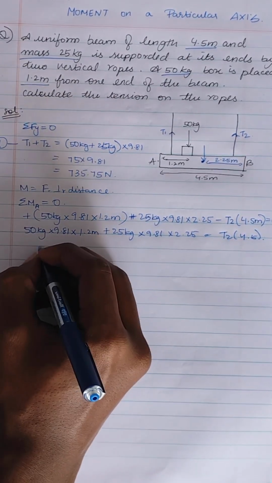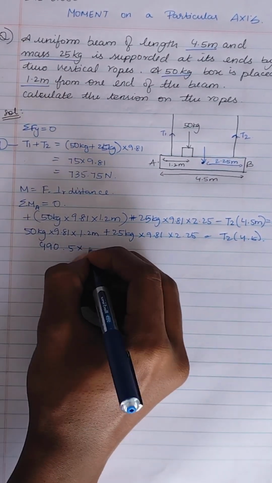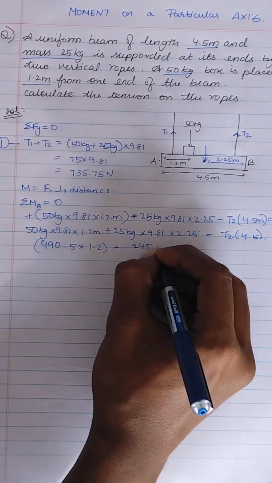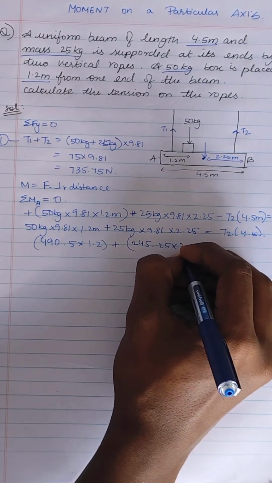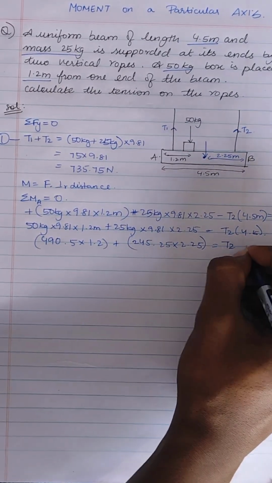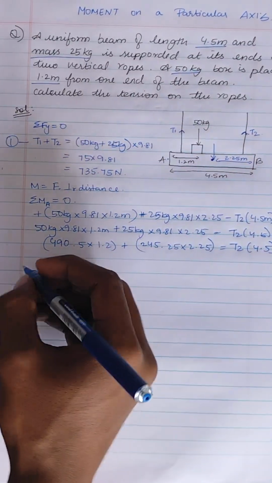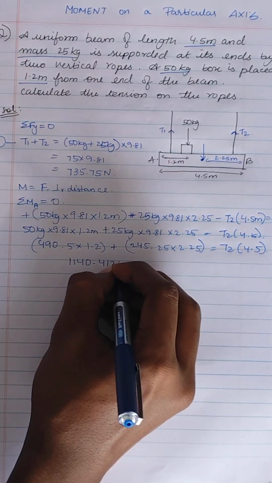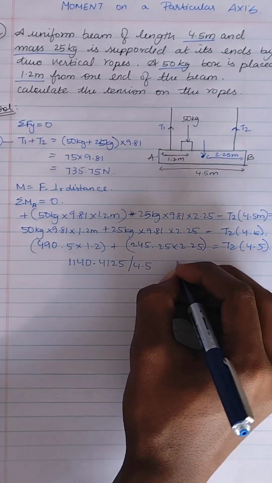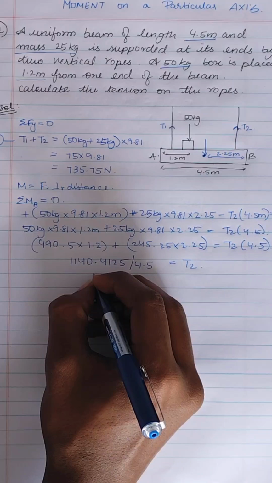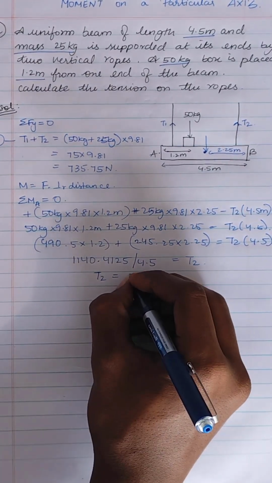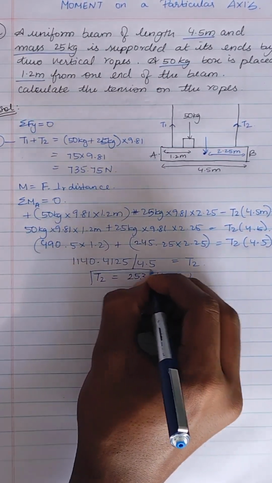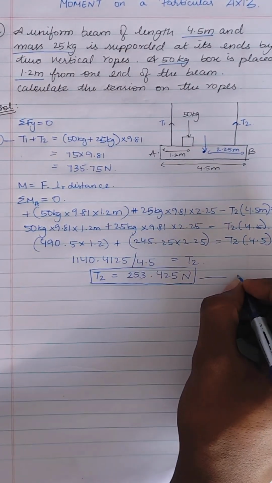So 490.5 into 1.2 plus 245.25 into 2.25 equals T2 into 4.5. So solving, we will get 1140.4125 by 4.5 equals T2. Now T2 equals 253.425 Newton. So let's consider this as equation 2.